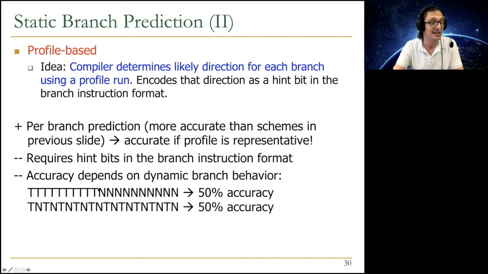10 times it went taken, 10 times it went not taken. The compiler has only 1 bit. It can say taken or not taken. Either way, you get 50% accuracy.